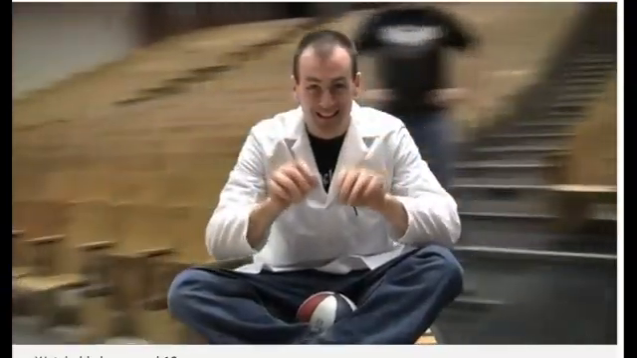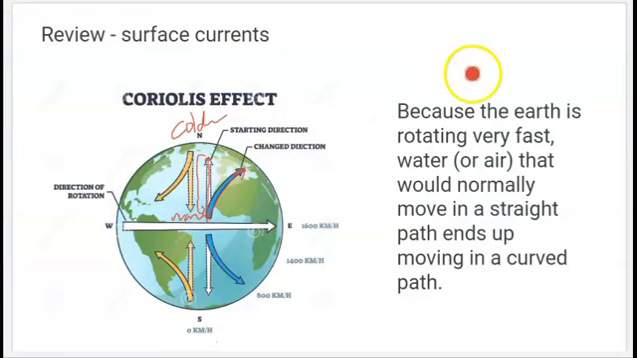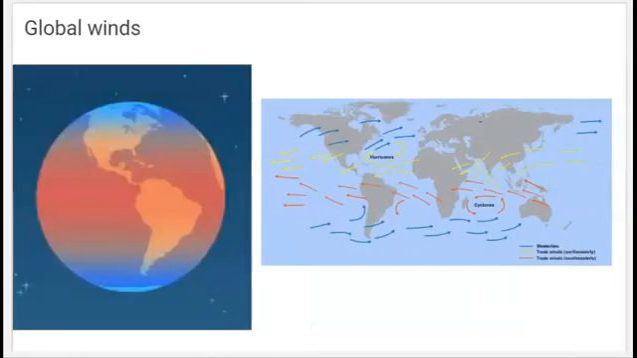Slow motion. That's what caused surface currents in the water. And then the exact same thing, as we're going to find today, is also what causes global winds in the air.